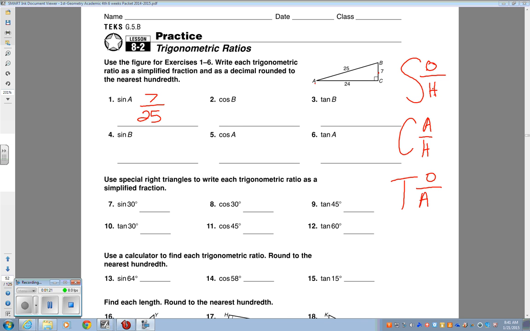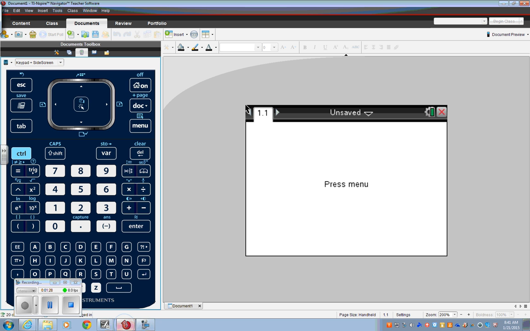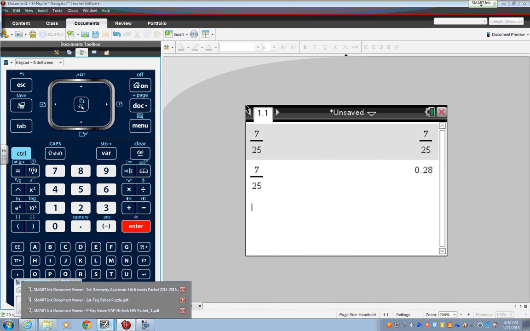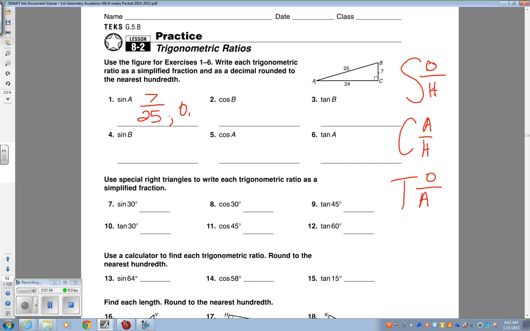So we're going to give the fraction answer, and you're going to give the decimal answer. So on the calculator, if you do 7, I need menu. So 1. If you do 7 divided by 25, I know it gives you the fraction. It reduces the fraction for you. That is the reduced fraction. You hit control and then enter, and it gives you the decimal. All right, so this is also 0.28.